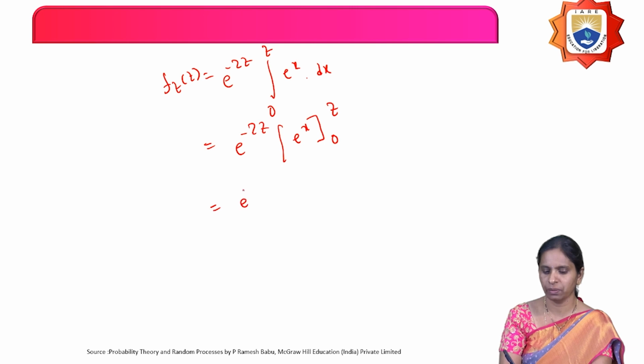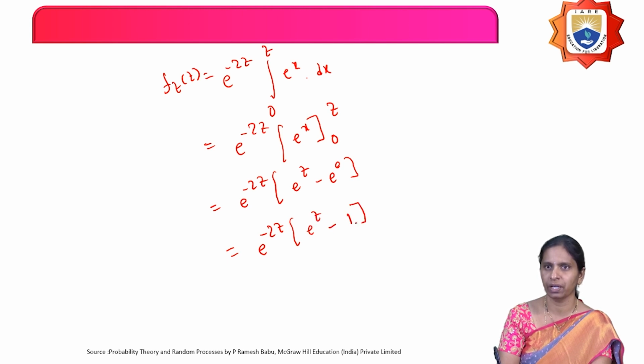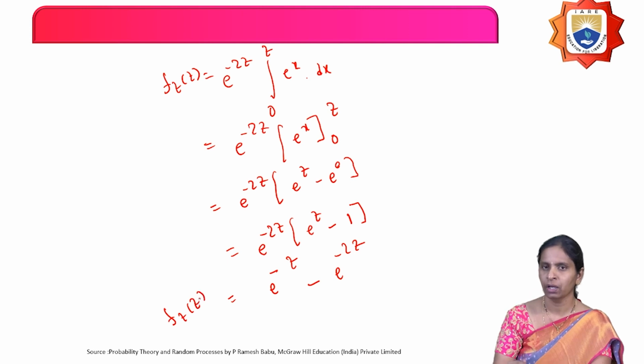That equals e^(−2z) into (e^z − e^0). What is the e^0 value? 1. So that equals e^(−2z) into (e^z − 1), which is e^(−z) − e^(−2z). This is the density function of the sum of those two random variables.